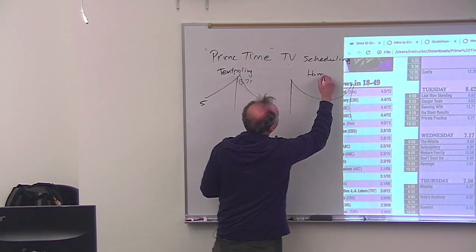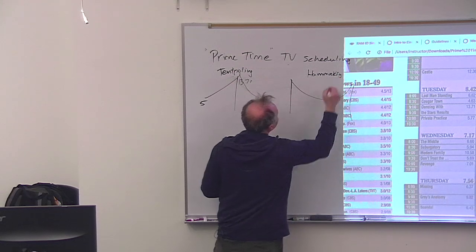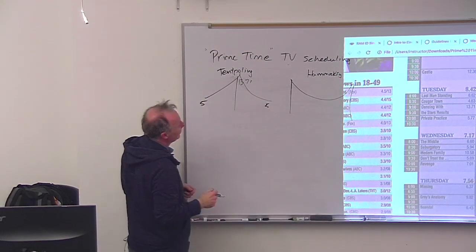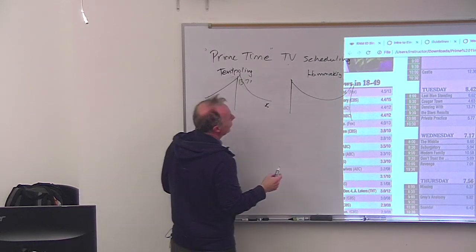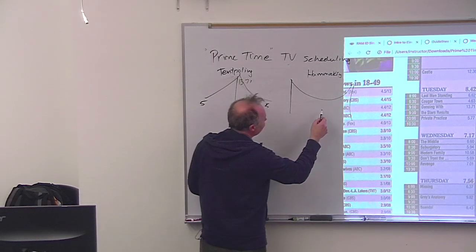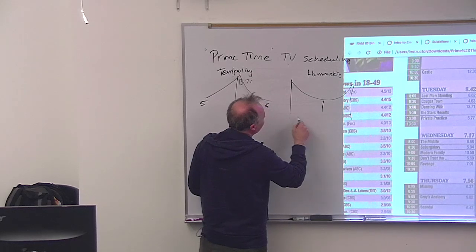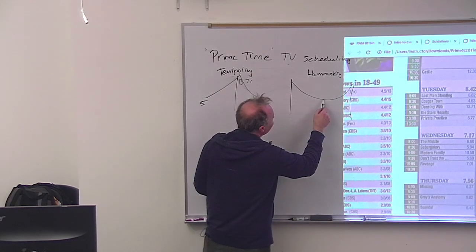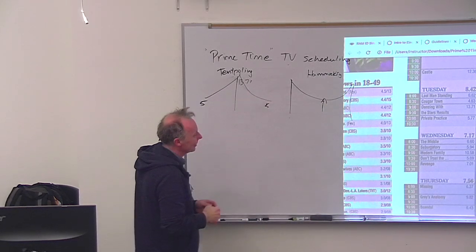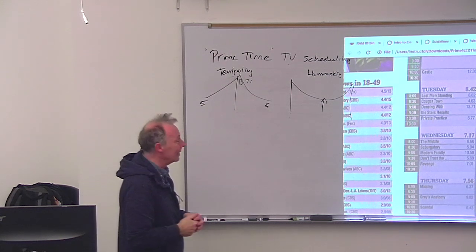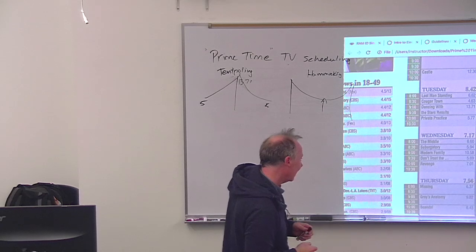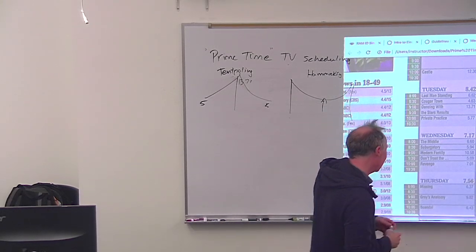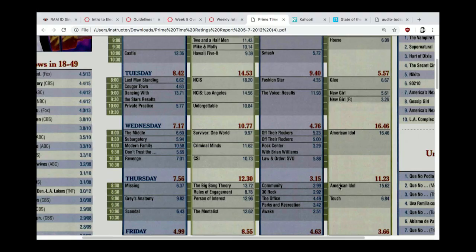Hammocking. So based on the picture, what do you think hammocking is? Putting a lower rated show, yes. So sticking a lower rated show in between two highly rated shows to prop up the lower rated show. And this is often a technique used if you have a comedy block, and maybe we can't see it too well. Let's see here. Yeah, here we go.